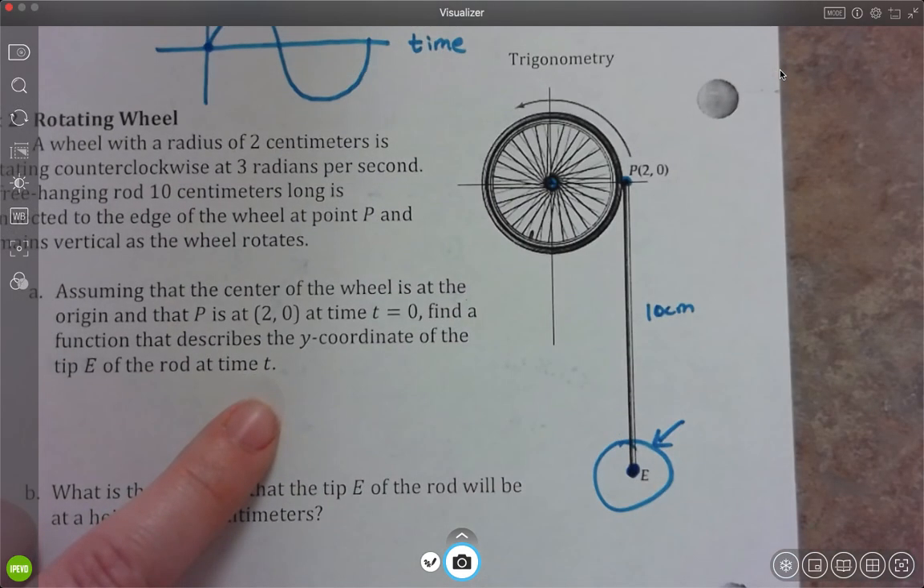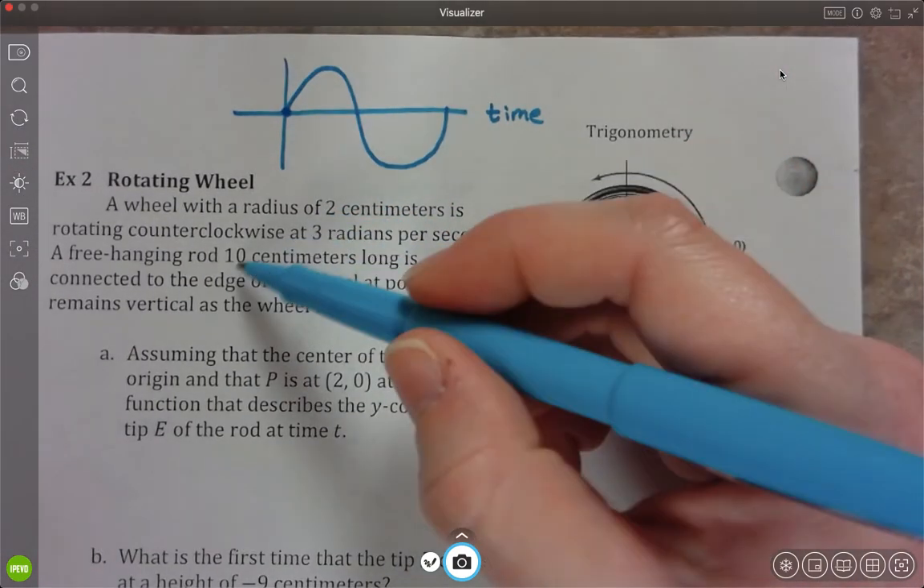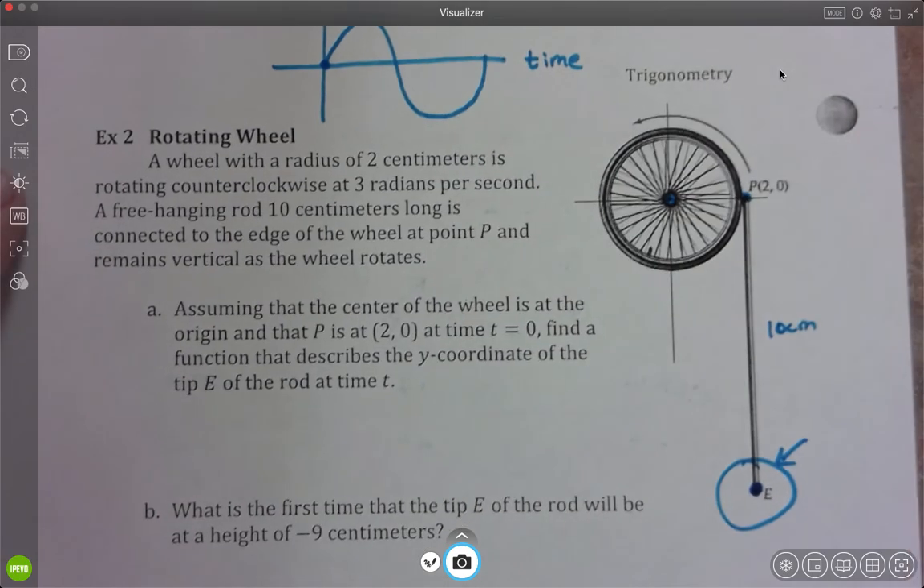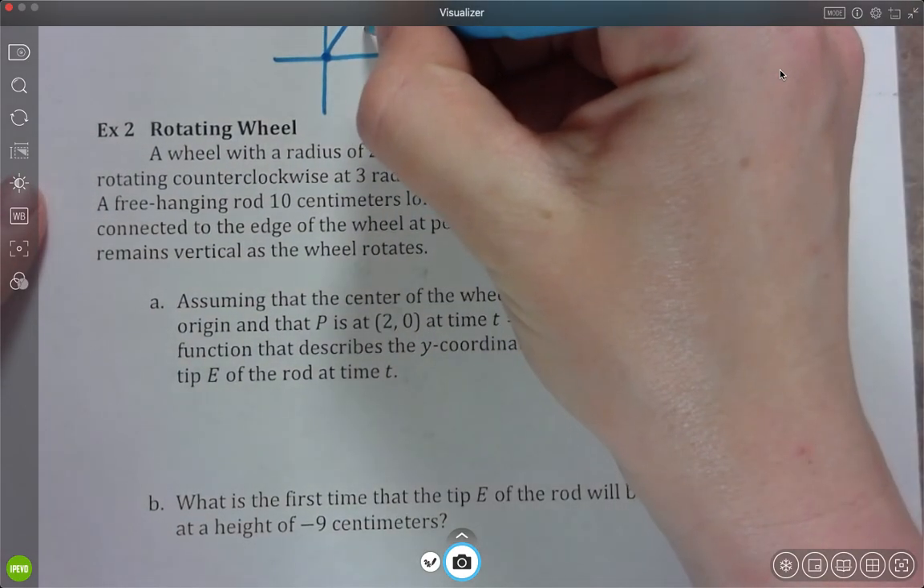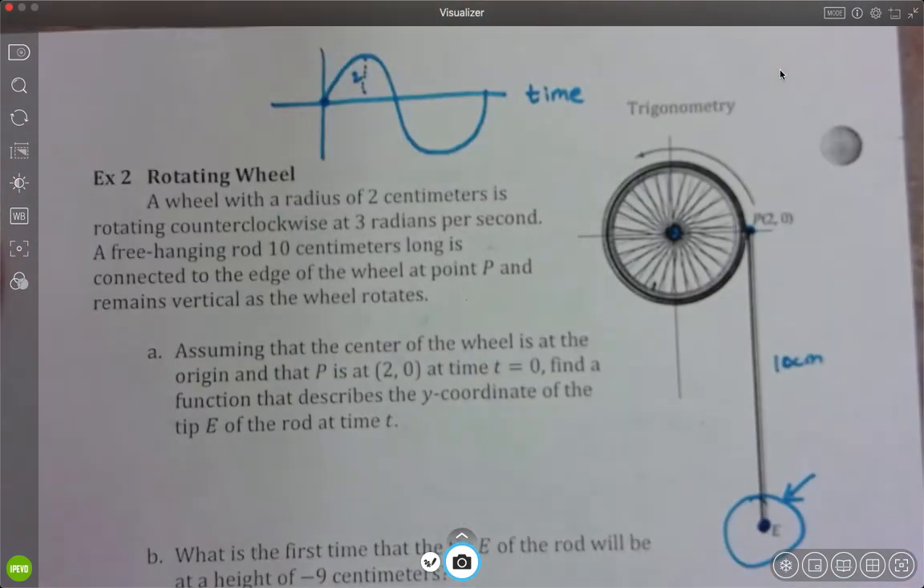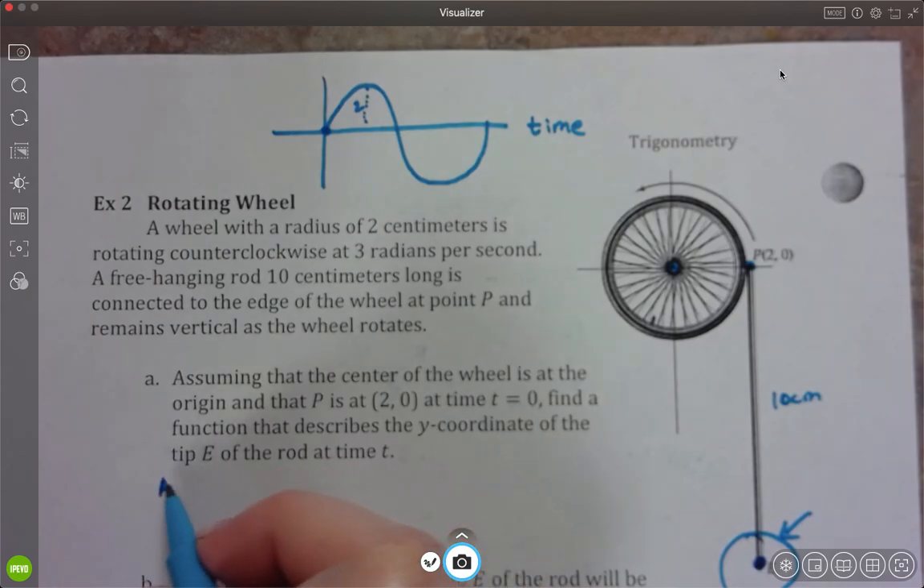Okay, so let's figure out some of the stuff that they've put into this paragraph here. 2 centimeters is the radius of the circle. So if I look at this graph, that means this is 2 right here. So what is that 2 going to represent? That's going to give me my amplitude. My amplitude is going to be 2.